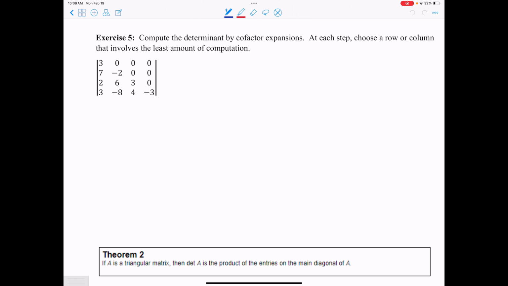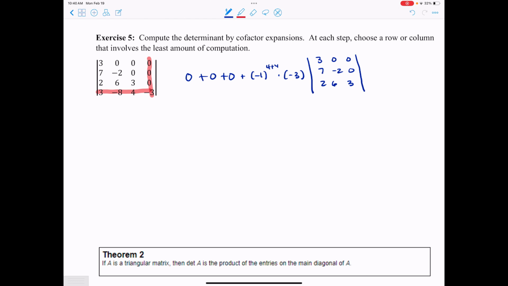I'm going to do the same thing. I have a 4 by 4 matrix. I'm going to use cofactor expansion. I'm going to be smart about it. I'm going to choose column 4 because it's mainly zeros, so it would be 0 plus 0 plus 0 plus negative 1 to the 4 plus 4 power times negative 3 times the determinant of the stuff that is left when you cross off that row and column. 3, 0, 0, 7, negative 2, 0, 2, 6, 3.